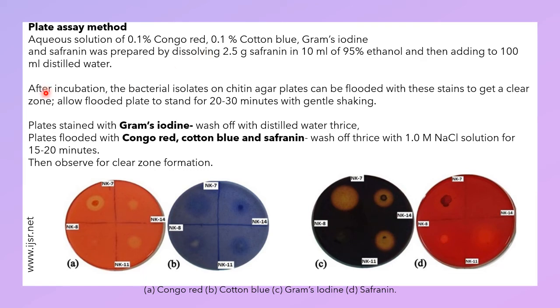So after incubation, the bacterial isolates on chitin agar plates can be flooded with these stains to get a clear zone. Okay, and allow the flooded plates to stand for 20 to 30 minutes with gentle shaking. Okay, so that is how you perform your plate assay method. Plates which are stained with gram's iodine, you wash with distilled water thrice, and plates which are flooded with Congo red, cotton blue and safranin, you wash thrice with 1 molar NaCl solution for 15 to 20 minutes, and then observe for clear zone formation.